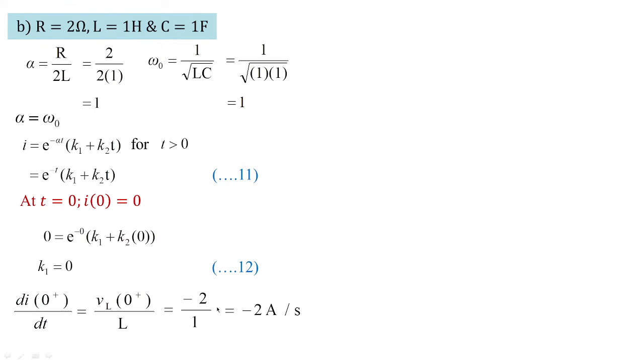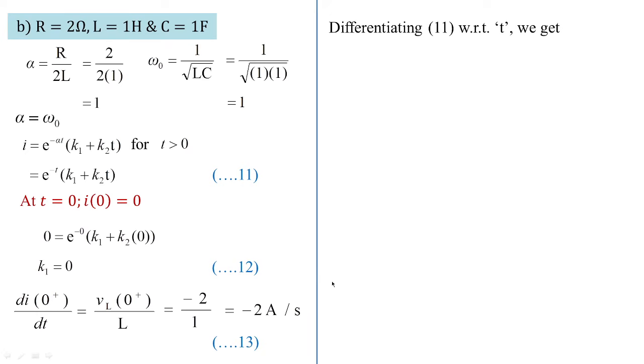So this we are going to treat as equation 13. And then in order to determine the value of K2, we are going to make use of this equation 13. So I'm going to differentiate equation 11 once with respect to t. Then I'm going to get dI/dt of I of t is equal to k1 plus k2 t, e to the power of minus t, of minus 1.